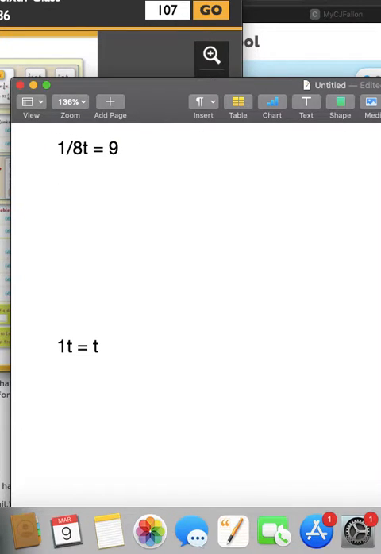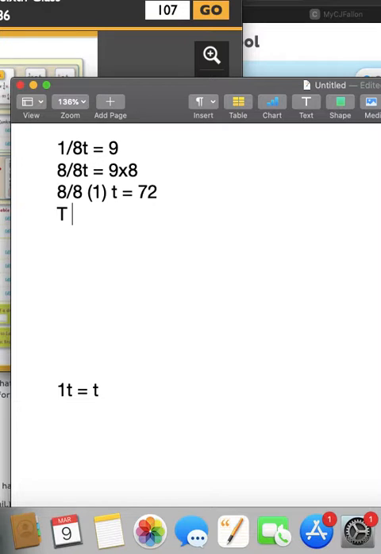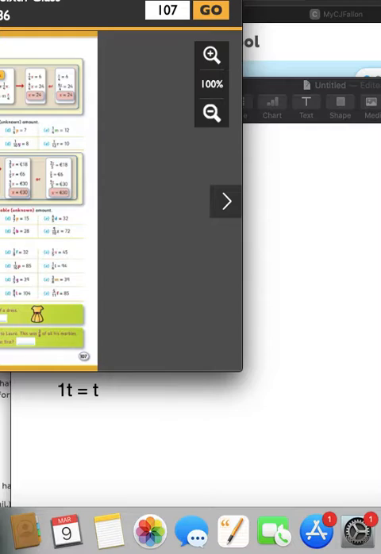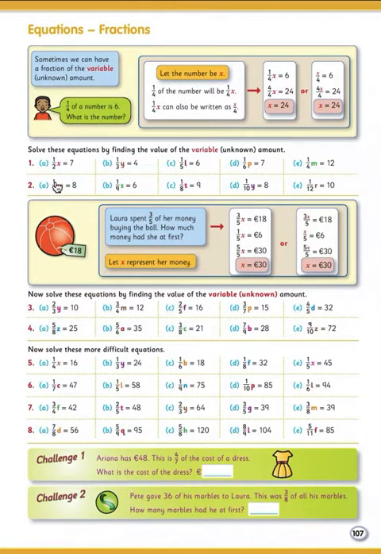So how do I get 8/8? Well, I have to multiply this side by 8. So it'll be 8 over 8 t, which is equal to 9 times 8, because that's what we're doing on this side. So 8 over 8, which is 1, t is equal to 72. So t is equal to 72. Okay, so that is how you're working them out. You're looking at the denominator, and that'll help you know what you have to multiply the fraction and the other number by.